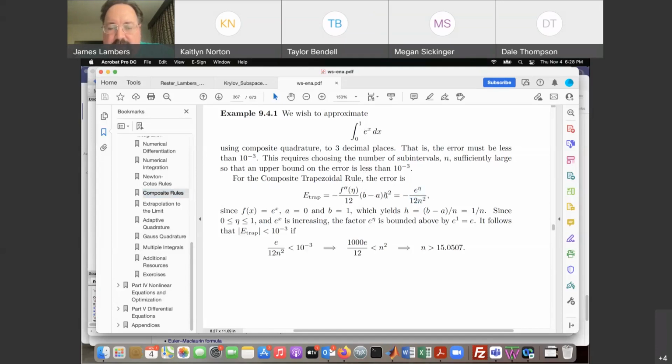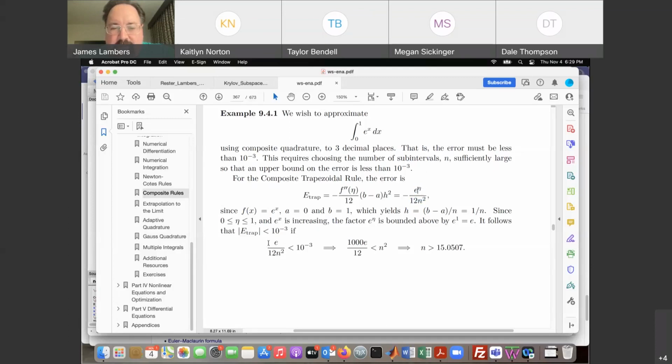Now, I've also kept in mind that h is equal to 1 over n in this case. So in general, h is equal to (b minus a) over n. But I want to express everything in terms of just one variable, n, because n is the number of subintervals I'm looking for. Now, the point eta is unknown, but I know it's between 0 and 1, so I just pick a value of eta that will make this the largest. e to the x is increasing, so this numerator cannot be any larger than e. So I go ahead and fill in e.